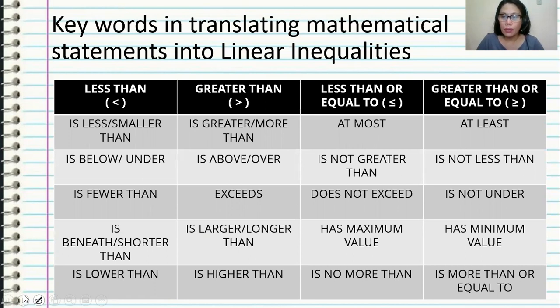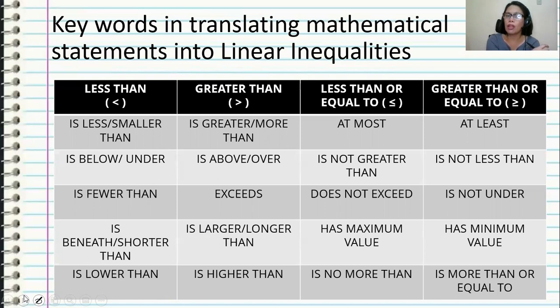On the other hand, when we make use of, let's say, at least, in a statement like for you to maintain your scholarship, you need to get a general average grade of at least 85. Meaning your grade should not be less than, or it should be from 85 or above. So that's what we meant by greater than or equal to inequality.